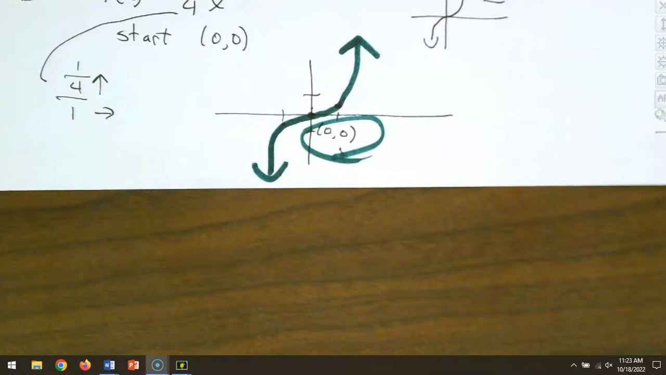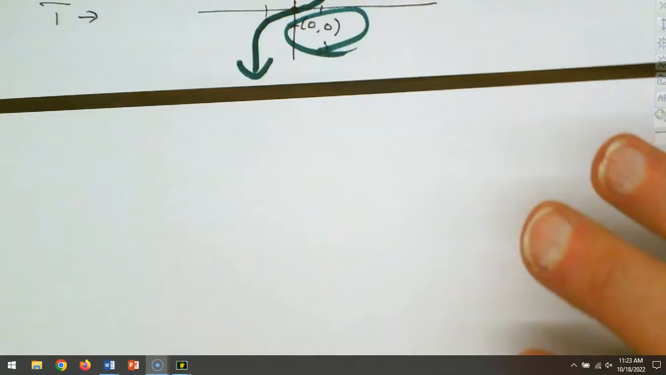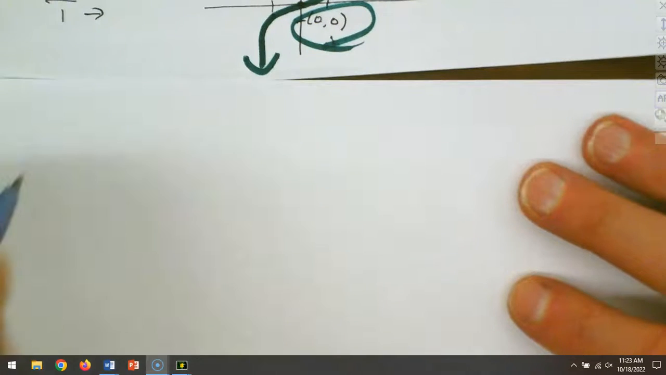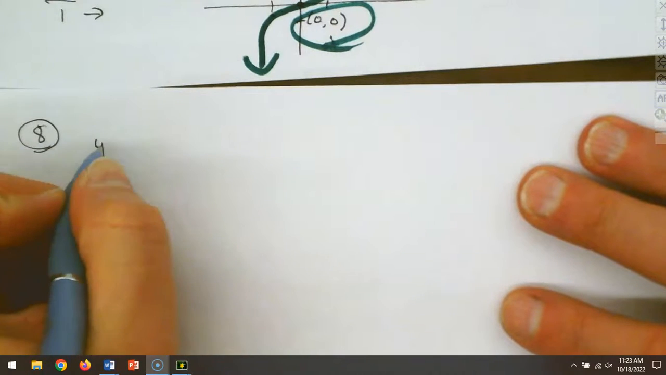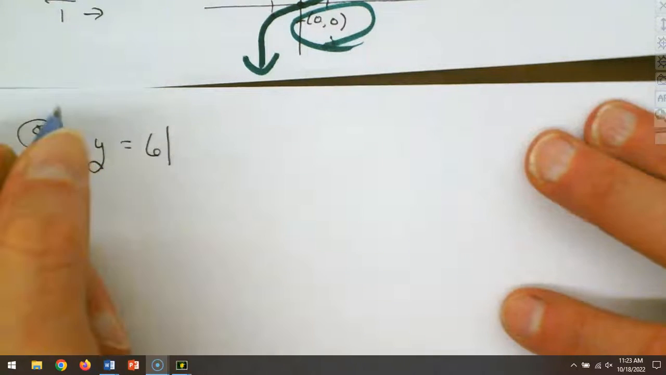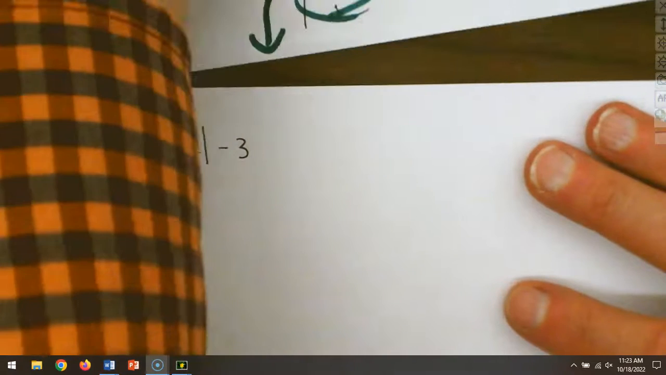Okay. Question 8 is next. So question 8. Question 8 is an absolute value. And that's y equals 6, absolute value of x minus 3.